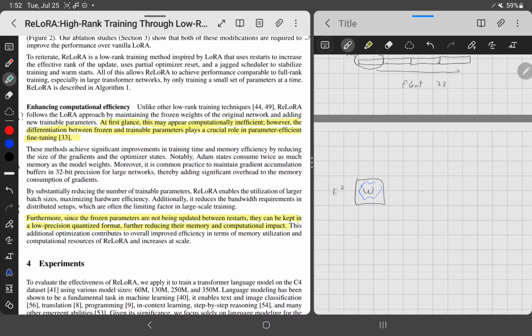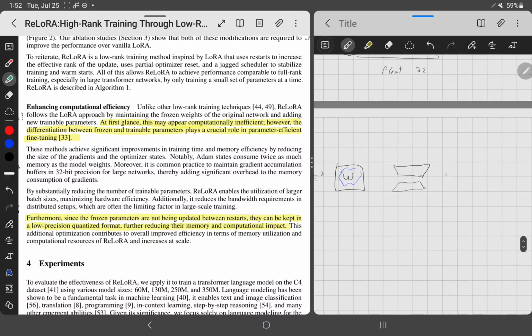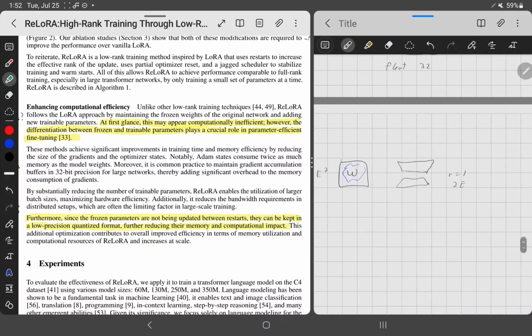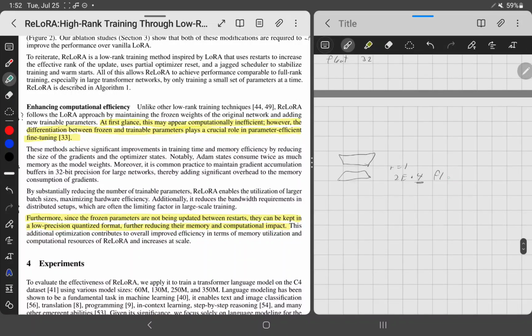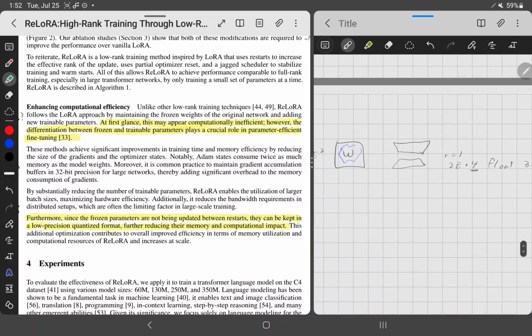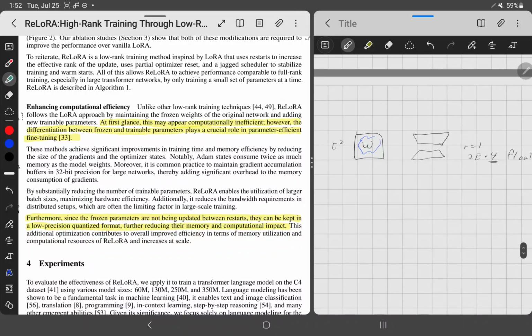while your A and B matrices will store r by e. If r was 1, that makes it easy, then it would only store 2e, and then you have to multiply that by 4 because you're storing it in float 32 precision. So if I were to just train W, without the lower layers, that would be 4 by e squared bytes in memory. So this is very large.